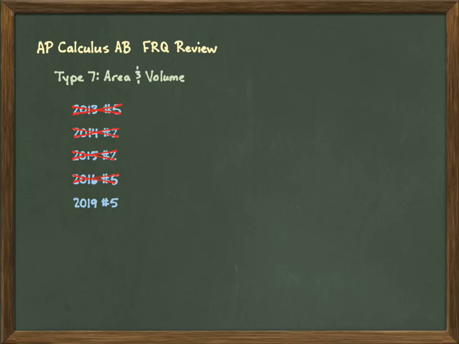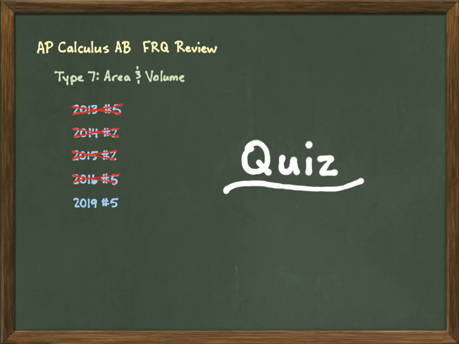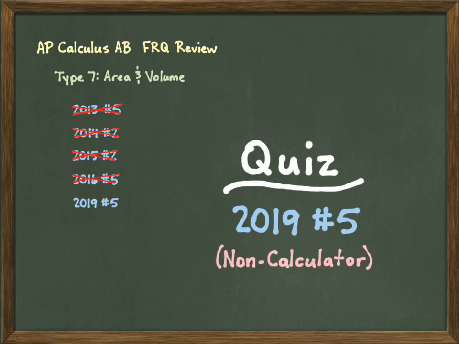The next one we're going to do is the last review problem for type 7, and it is the last review problem for the entire FRQ review. So we are almost done, and the AP exam is getting to be upon us. You're going to do question number 5 from 2019. This is a non-calculator based problem. Set your timer for 12 minutes and then come back and listen to my explanations to grade yourself.